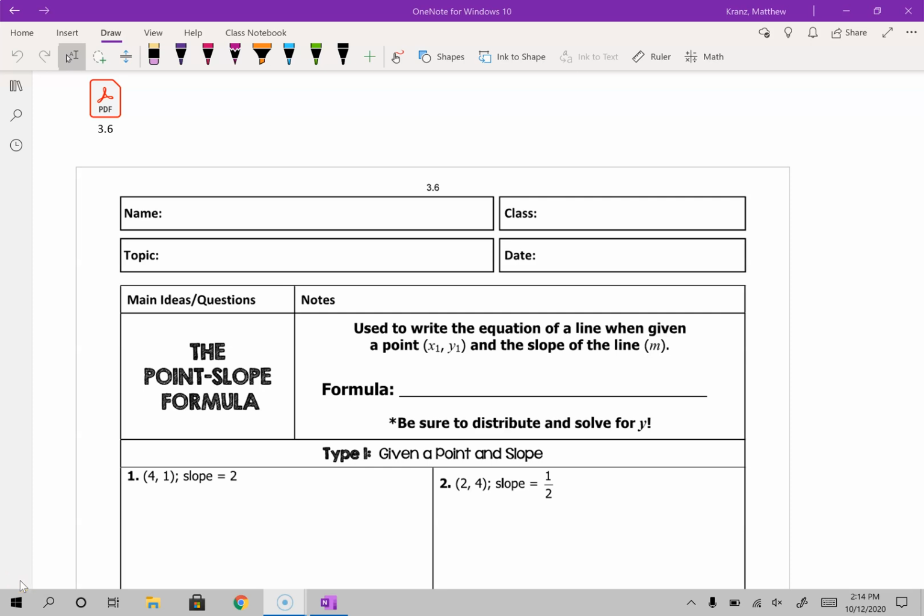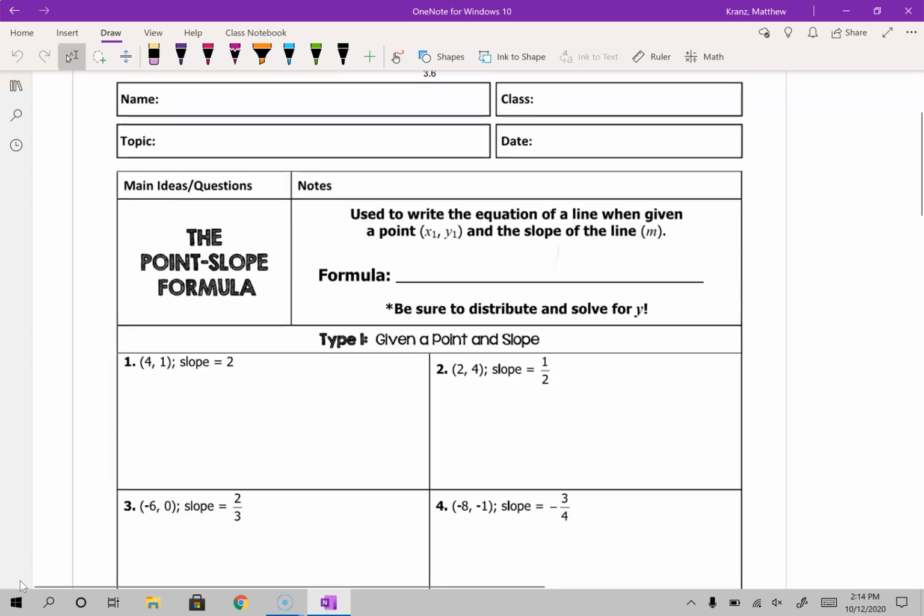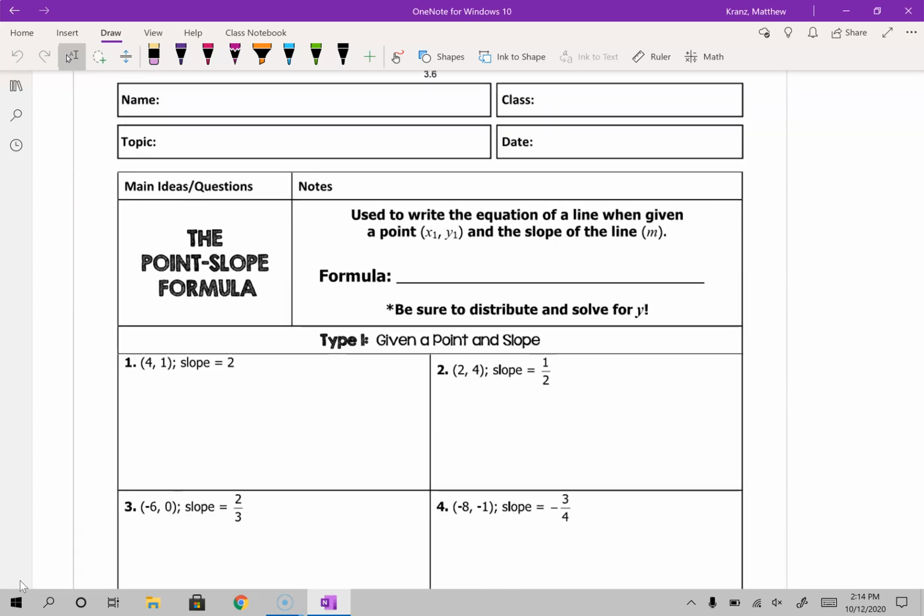So what we're going to be doing today is looking at another form of an equation called the point-slope formula, or point-slope form. Once again, more of a review from Algebra 1. So this formula, which is y minus y1 equals m times x minus x1. All right, so that's the basic form of this formula.